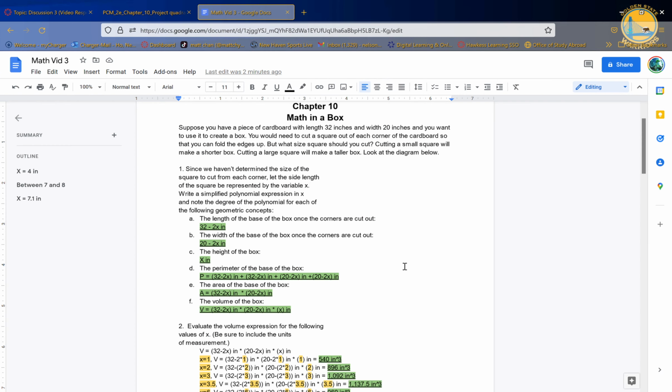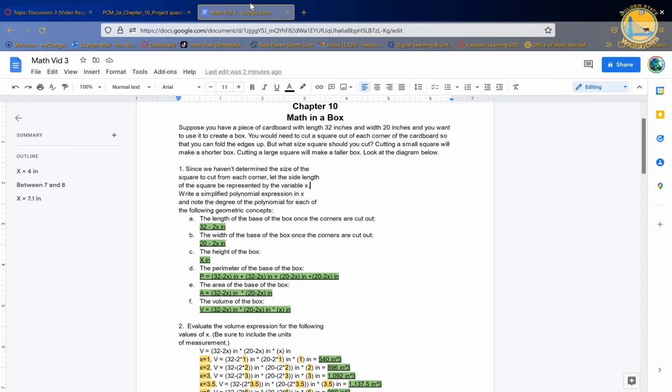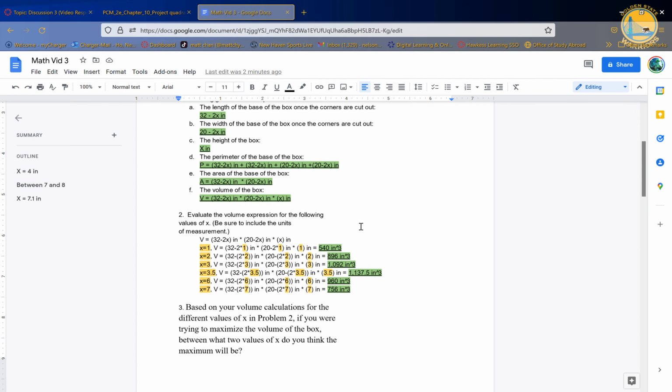Letter B, the width of the base of the box once the corners are cut out. Same thing, I'm taking the width over here, which is the vertical line here. It's 20 inches, and there's 2 x's to cut out too. So the equation is 20 minus 2x inches. The height of the box we don't know, so we're just gonna put it as x for now, because that's what we're cutting out.